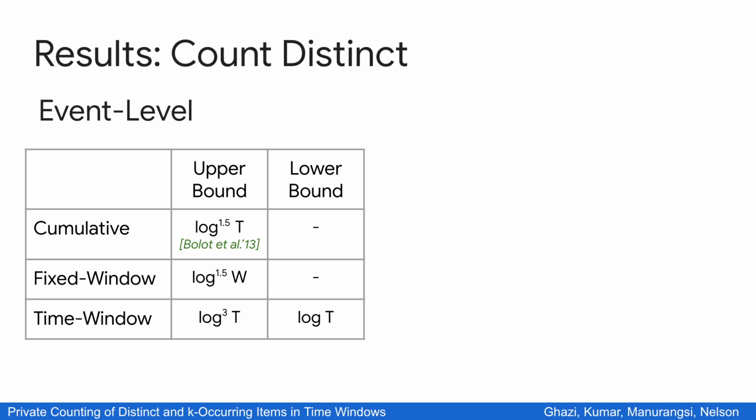So our technical contributions here are that we show that these cumulative queries, fixed window queries, and time window queries are equivalent to different versions of the range query problem, which we'll discuss next. Once we show this, we can use known upper and lower bounds from the literature on differentially private range queries to get our desired results.